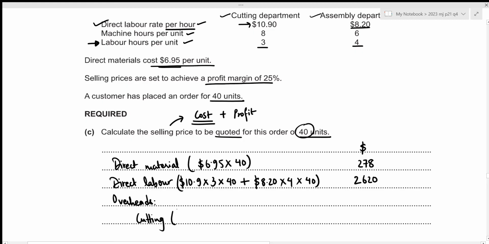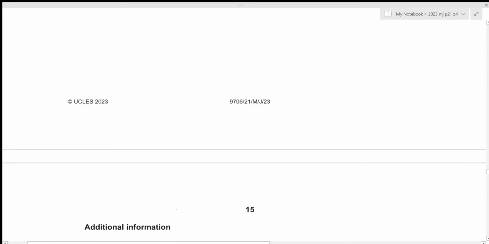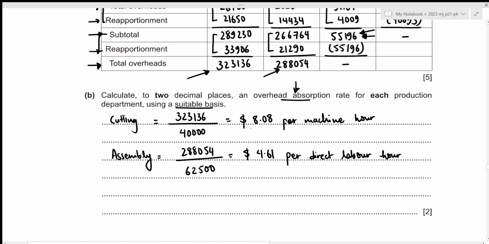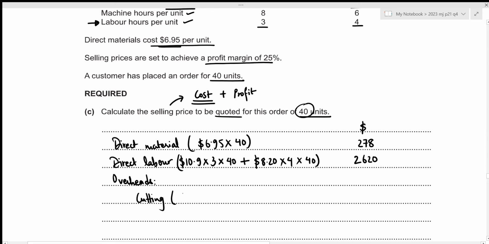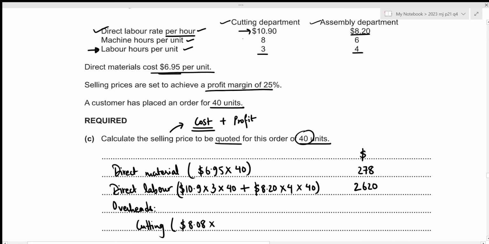In order to figure out overheads, we're just going to utilize our overhead absorption rate that we calculated in the second part. So for cutting department, we figured it out to be 8.08 and the basis was machine hour. So we have the rate of 8.08. And since the basis was machine hour, we just need to multiply it by machine hours per unit, which is given to be 8. And this will get our overhead per unit.